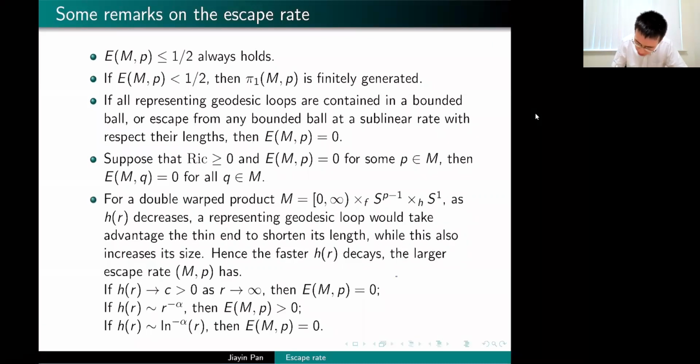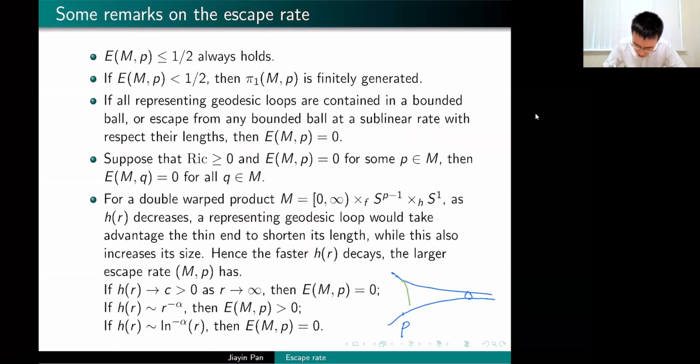Your manifold contains a portion that looks like this. So this is not the entire manifold, but a portion of that. Let's say we have a point P here as our base point. If I consider going around the circle one round, two rounds, and K rounds, then as K increases, what do the representing geodesic loops look like? We ask this question.